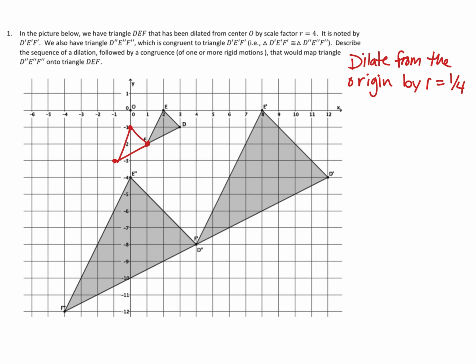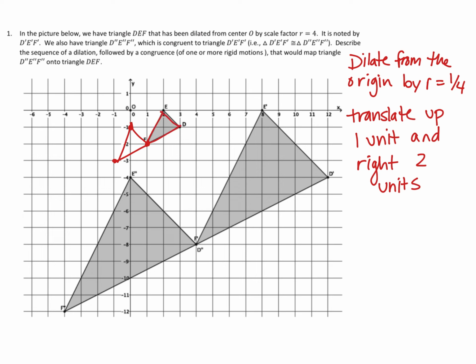So once we have dilated by a scale factor of 1/4, we need to translate, and we are going to go up 1 and right 2. And that will move the triangle onto this one. So that is how we would show they are congruent.